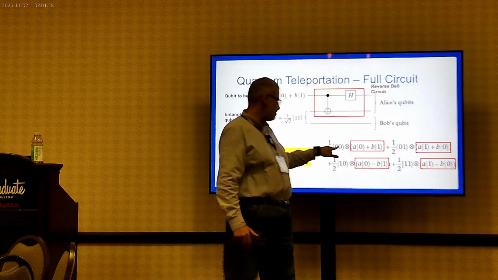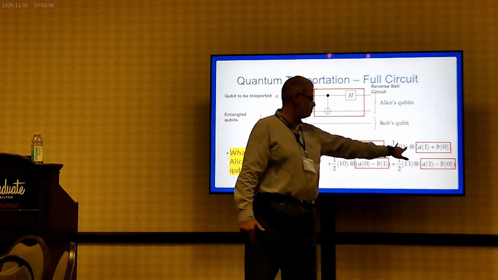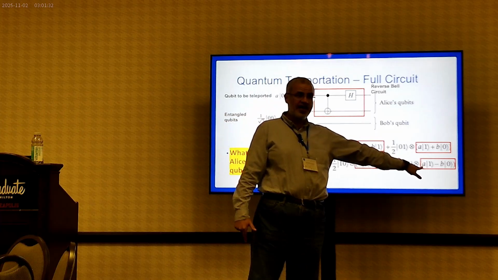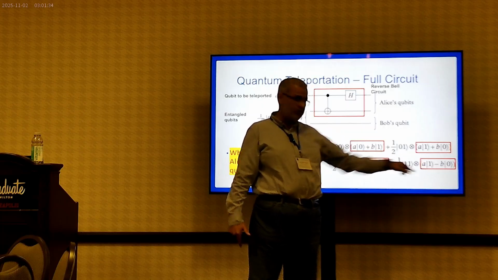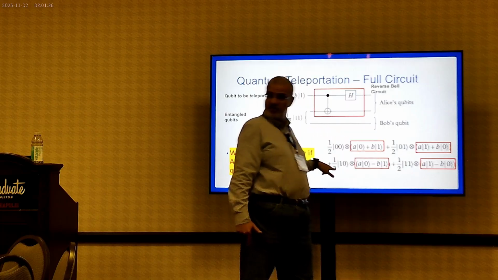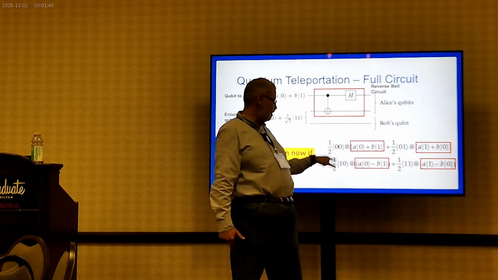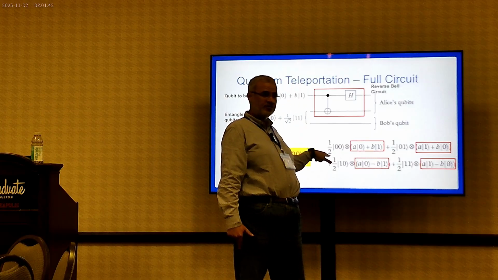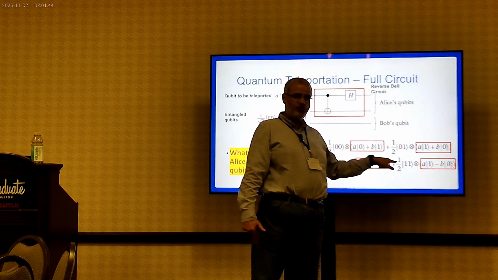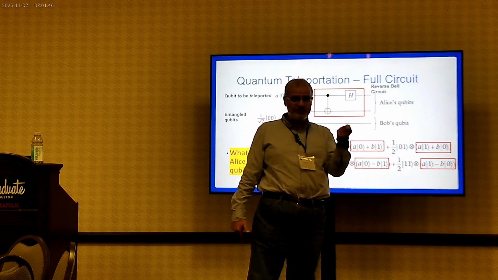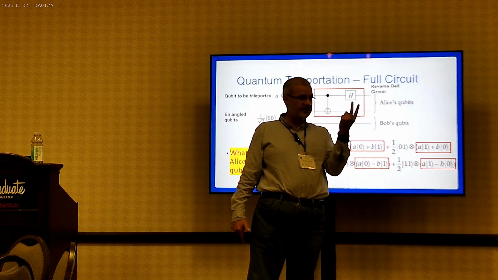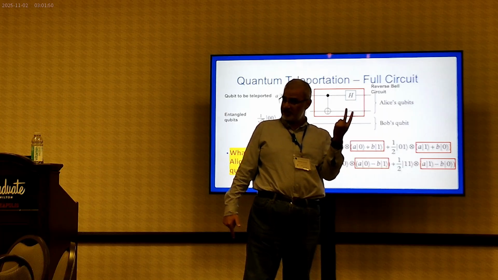Where are the qubits with Alice? It's the first 2 qubits. So when Alice measures, what will she get? She will get one of these 4 states with what probability? With this square. So it will get 0, 0 with probability 1/4, 0, 1 with probability 1/4, and so on. So it will get a random 2 bits, classical bits, right?